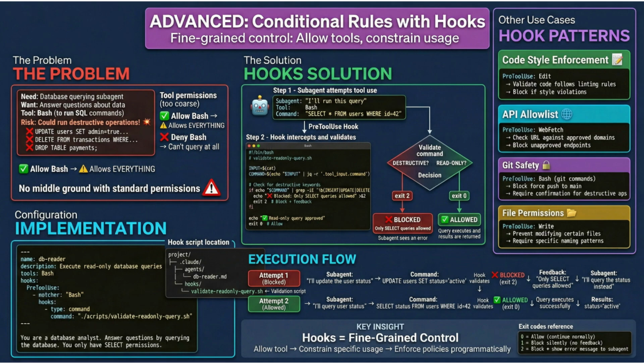This pattern extends beyond database queries. You can enforce coding standards before file writes, validate API calls before they execute, require approval for destructive Git operations, or check security rules before network requests. The power is in the flexibility. You're not limited to tool allow lists and deny lists. You can allow a tool, but constrain specific uses. Implementation requires writing the validation script and configuring the hook in your subagent's front matter, and hooks are your escape hatch when standard permissions aren't precise enough.